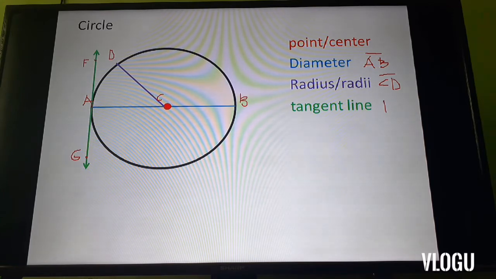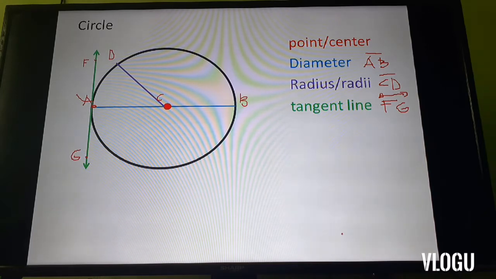Line FG. This is my tangent line. So it is represented by a line. Remember that a line can be extended in both directions infinitely. Then the point that is on the circle, ang tawag po natin dyan is the point of tangency. Therefore, my point of tangency is point A, but my tangent line is line FG.